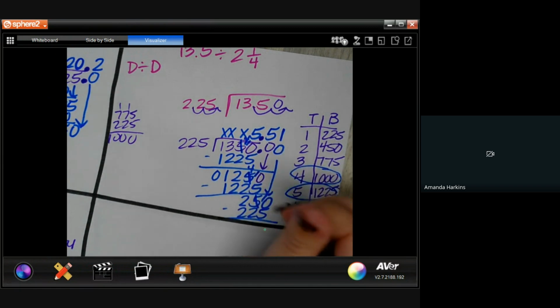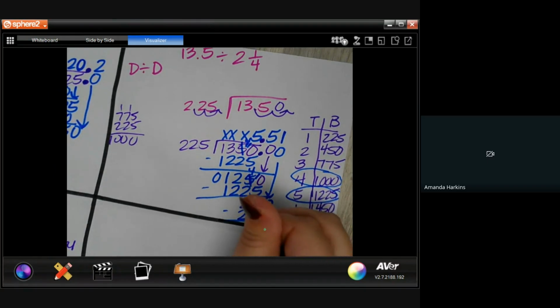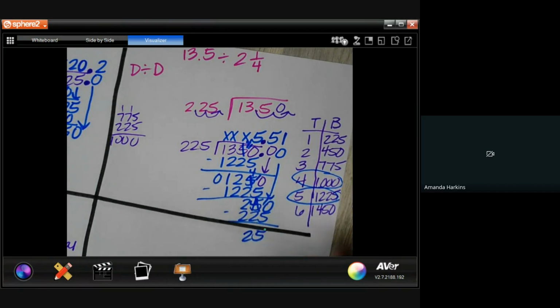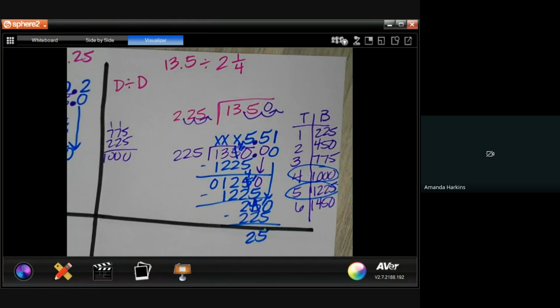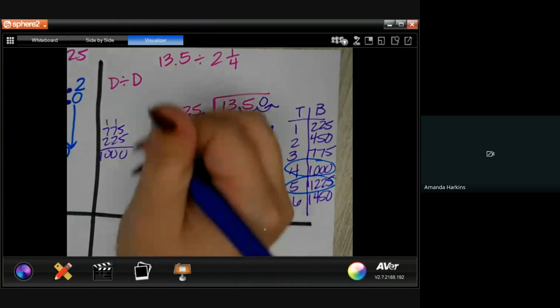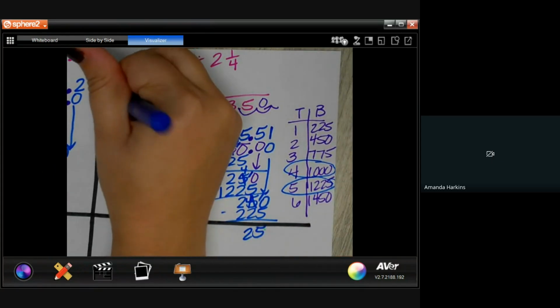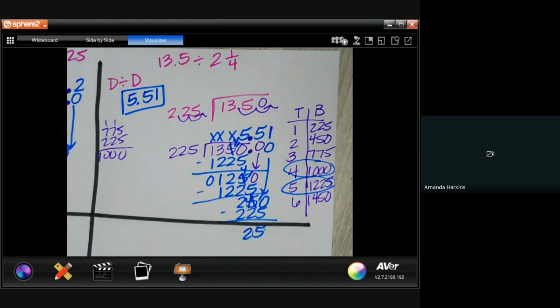Subtract. I'm going to stop there because normally I only need 2 numbers behind my decimal point, because I'm going to just keep going and going. So my answer is 5.51, roughly, okay?